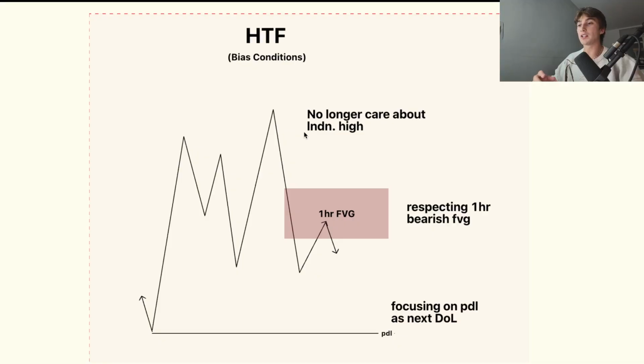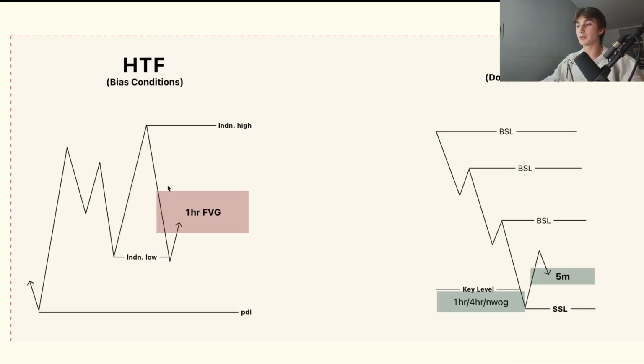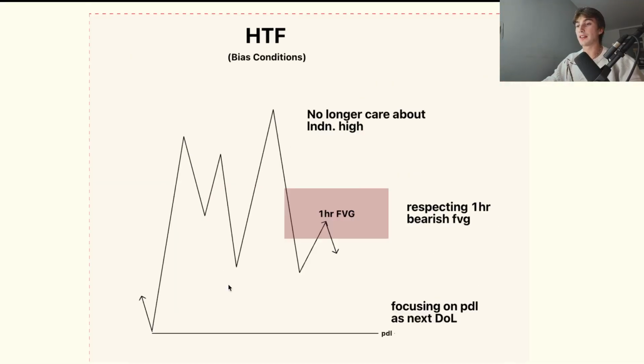So notice how I cleaned up the charts compared to here. Here I have London lows, London highs, previous day low. Now that I know this hourly fair value gap is getting respected, I don't care about London highs above. I don't care that we swept London lows. I'm focusing on previous day low now. So respecting the 1 hour bearish fair value gap, no longer care about London highs, focusing on previous day low as next draw on liquidity.